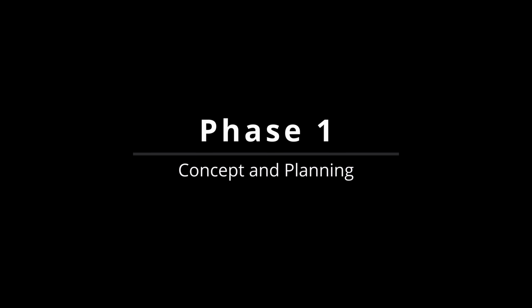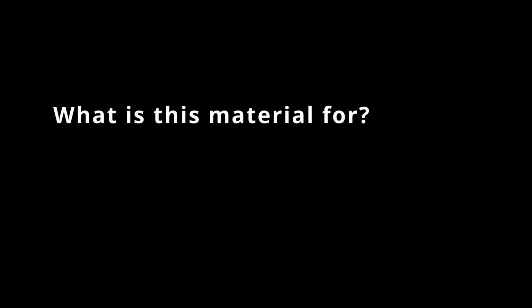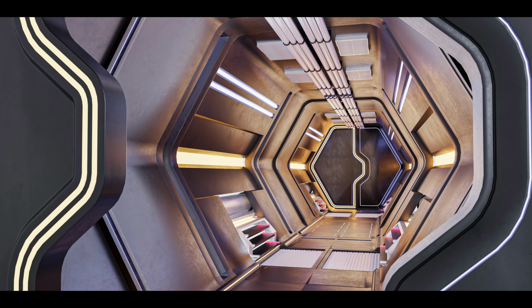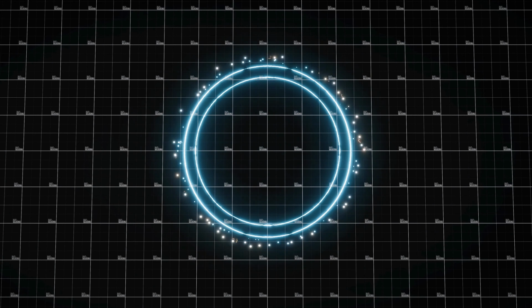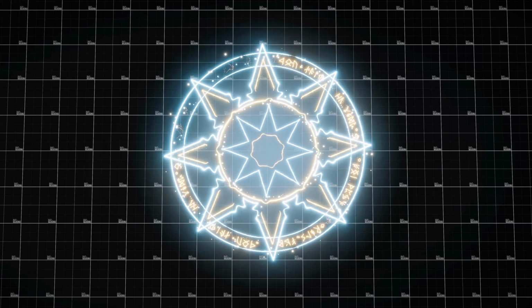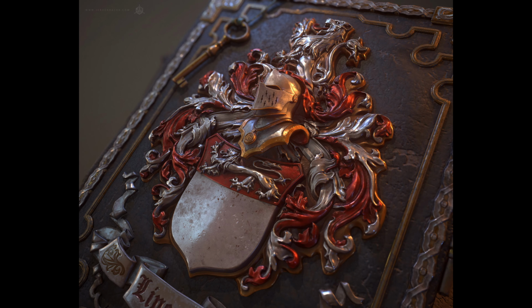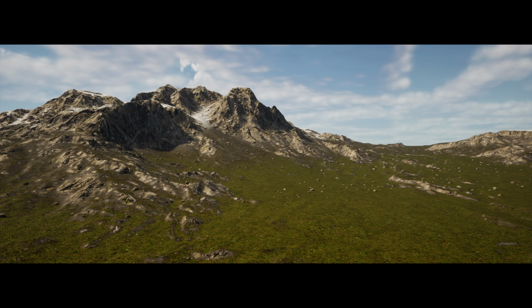Concept and Planning. Before you dive into the material editor, there is something important to consider first. Ask yourself first, what is this material actually for? Is it a sci-fi metal, an old moss-covered stone, stylized water, or maybe some crazy magical shader with glow and distortion? And second, why does it need to exist in the first place? Is this material for a cinematic hero asset, or will it be tiled across a large area? This really affects how you should approach building it.